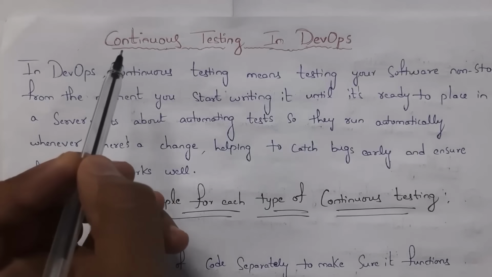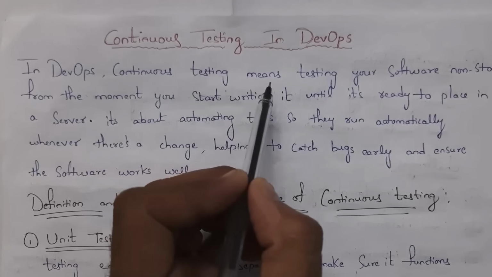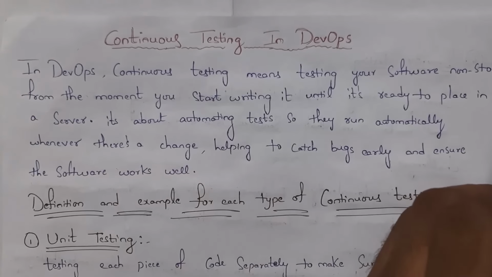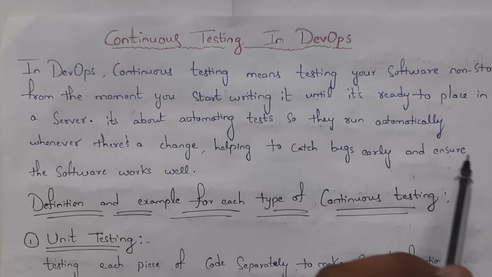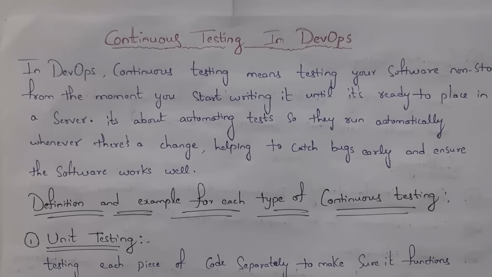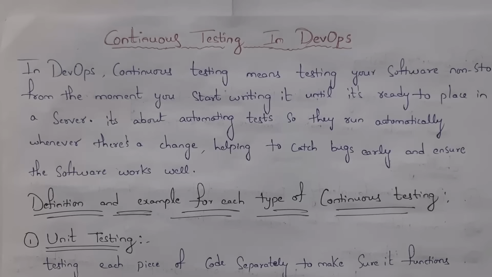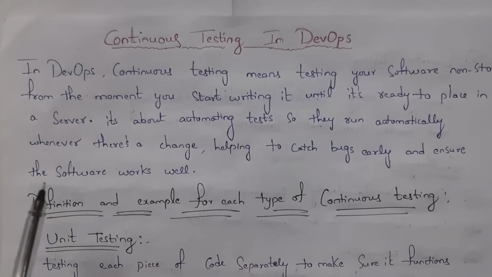Next, I will explain continuous testing in DevOps. In DevOps, continuous testing means testing your software non-stop from the moment you start writing it until it is ready to place in a server. Guys, whenever you develop any code, we need to perform various kinds of testings after writing code. In DevOps, all these testings are performed automatically by using various kinds of tools. So it's about automating tests, so they run automatically whenever there is a change. Helps to catch bugs early and ensure the software works well.